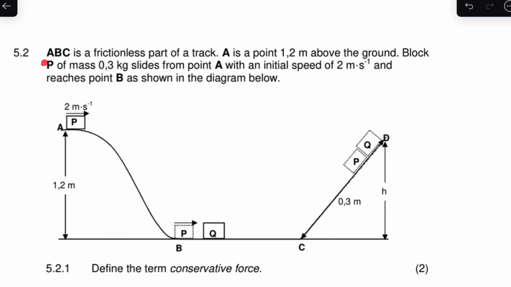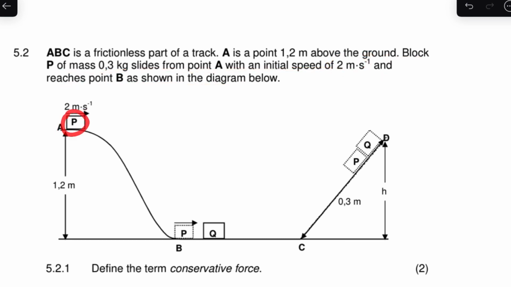Now, it says ABC is a frictionless part of a track, which is ABC. That's frictionless. There's no friction here, guys. It says A is a point 1.2 meter above the ground. This is the height, which is point A. Block P, this block of 0.3, slides from point A with an initial speed of 2 meters per second and reaches point B as shown in the diagram.